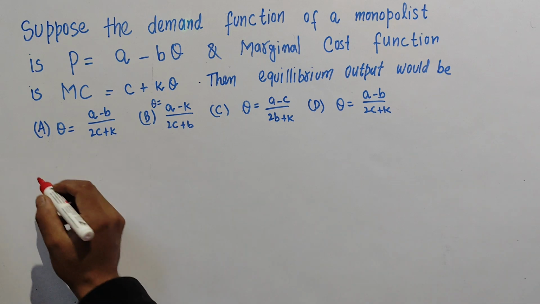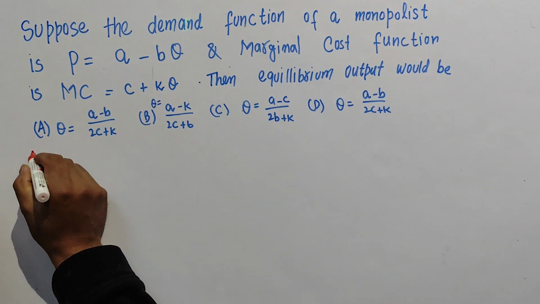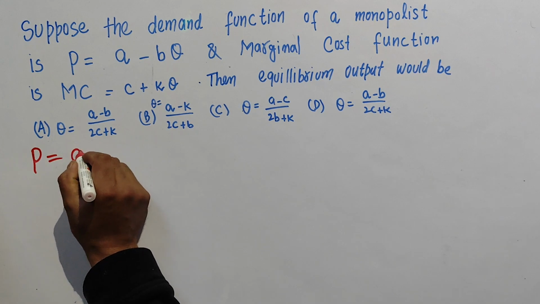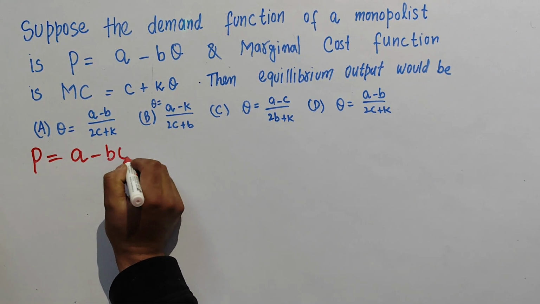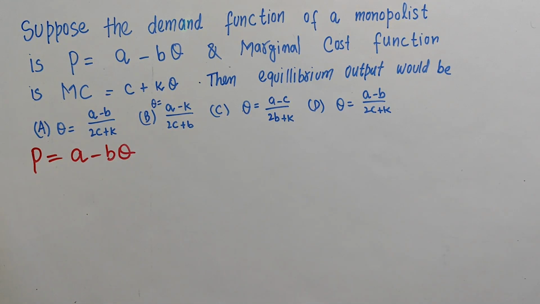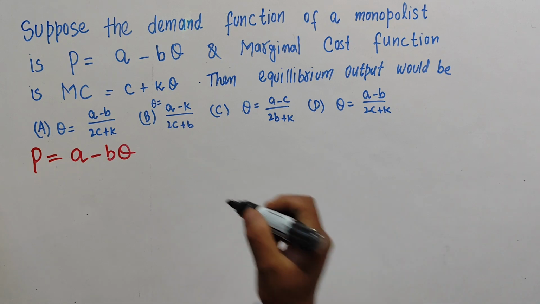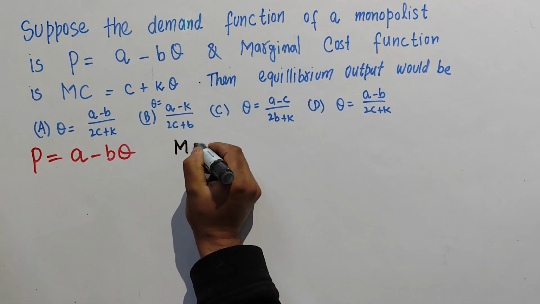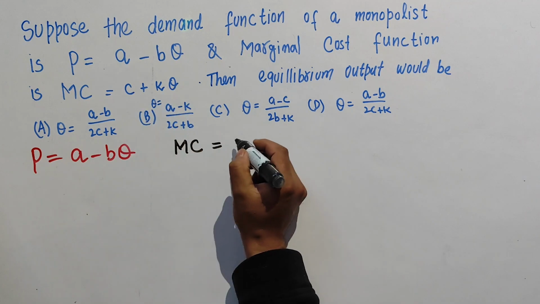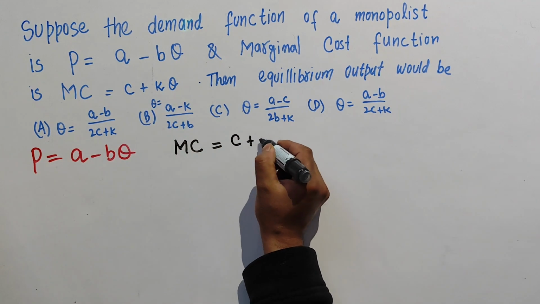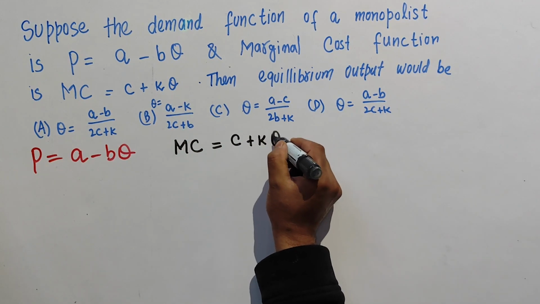Okay, so let us see what we are given. We are given the demand function, P = A - BQ. Okay, this is our demand function. Also we are given the marginal cost function for this monopolist, which is C + KQ.